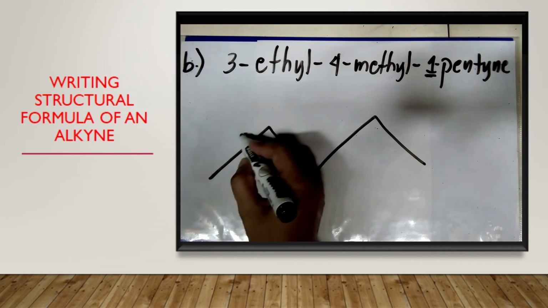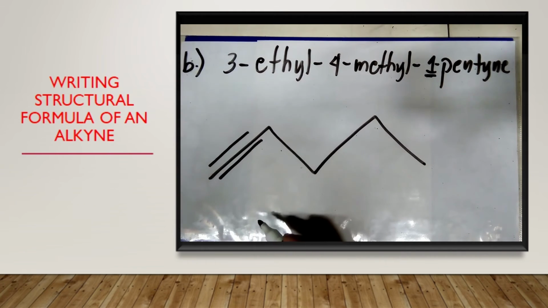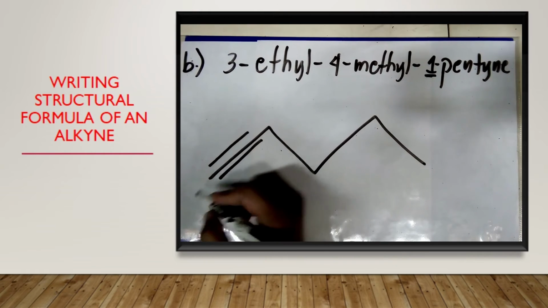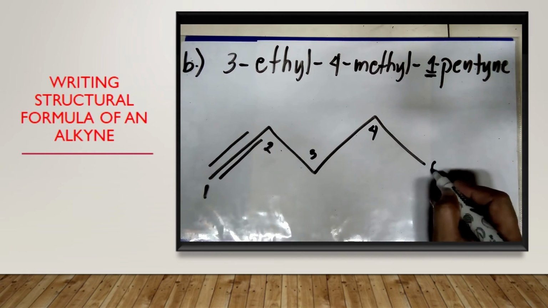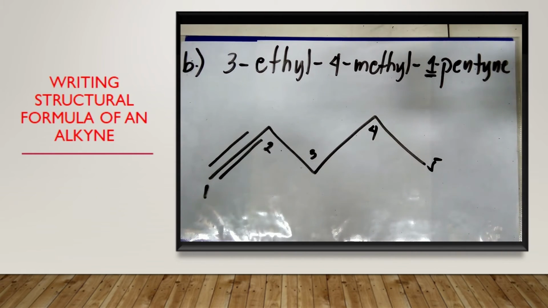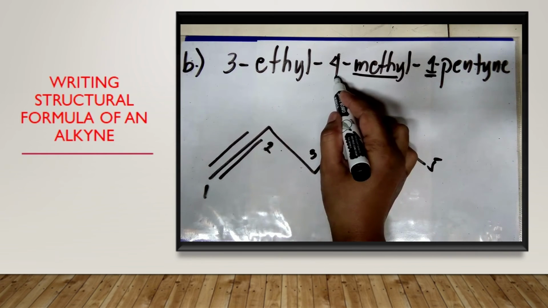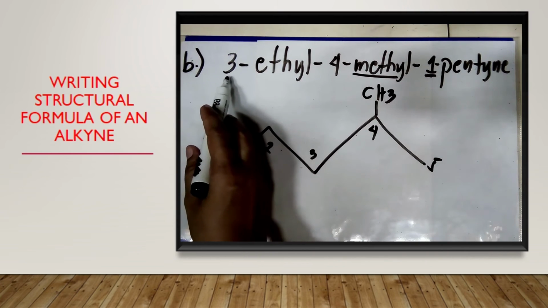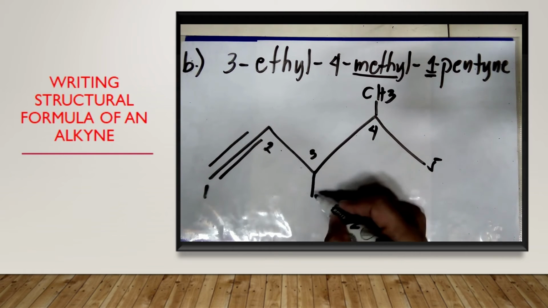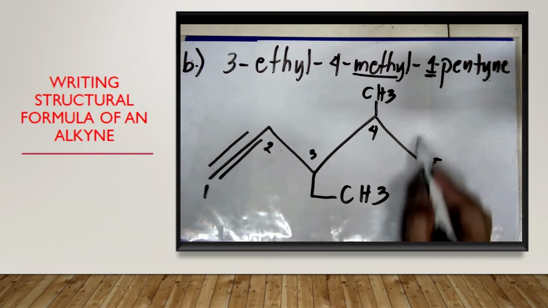So, pwede ako magsimula dito, pwede rin naman sa kabila. So, dito ako magsisimula. Okay? So, I will write the longest chain. So, 1, 2, 3, 4, and 5. So, look for the substituent. What are the substituents? So, we have methyl. On the fourth carbon atom, we have methyl, CH3. On the third carbon atom, we have ethyl. So, right here. So, 1 and 2. So, we have CH3. Again, so the structural formula for 3-ethyl-4-methyl-1-pentyne is this one.